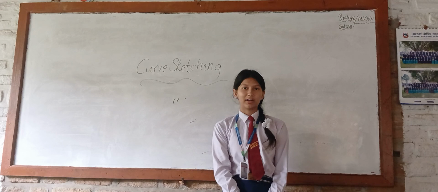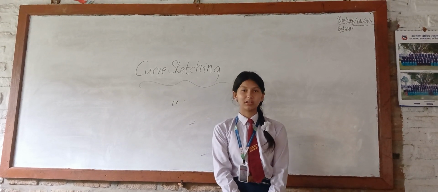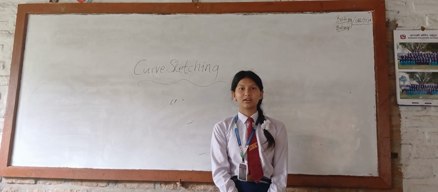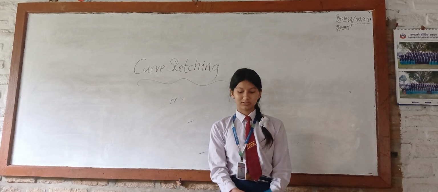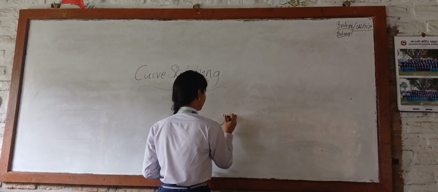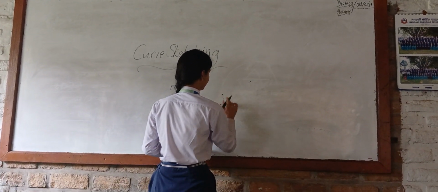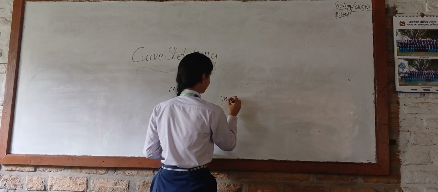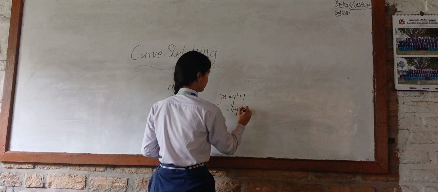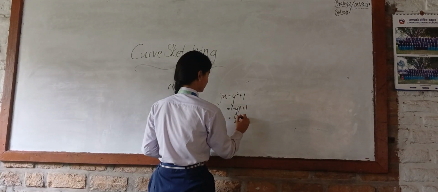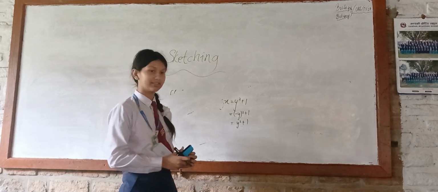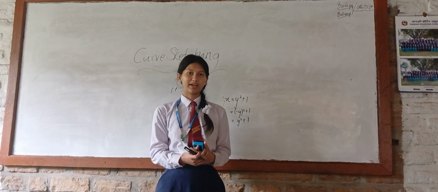First, symmetry about x-axis. For a curve to be symmetrical about x-axis, if we replace y with -y, then the function remains unchanged. For example, as you can see, the function remains unchanged, and we can see that this is symmetrical about x-axis.